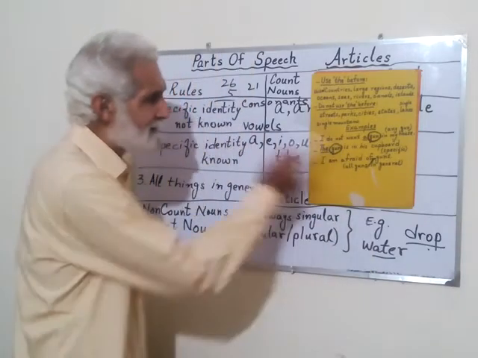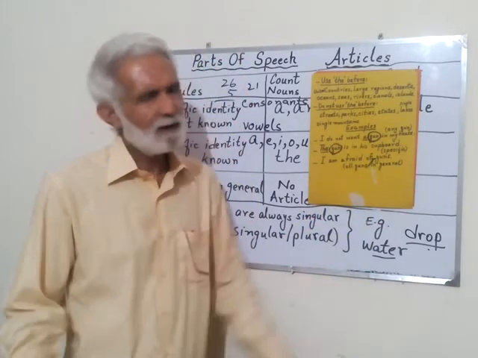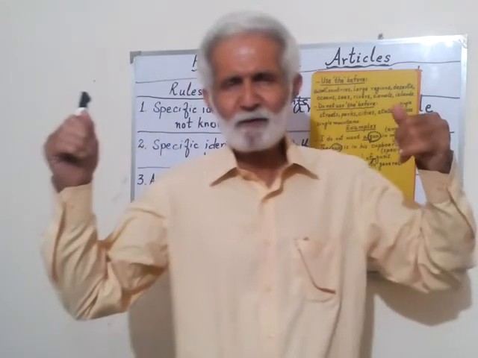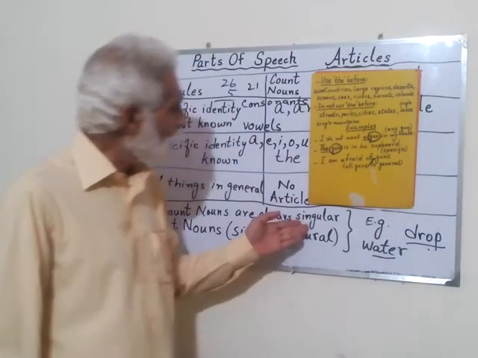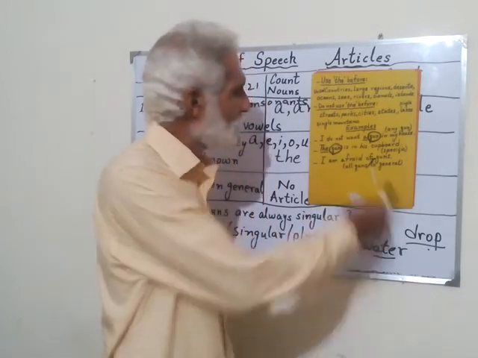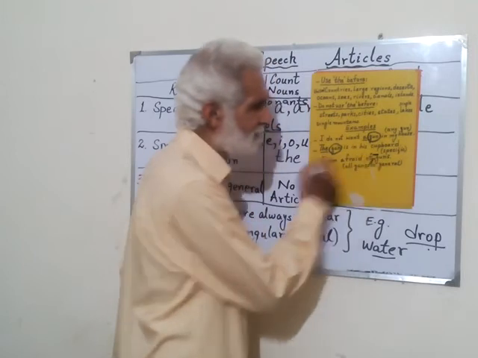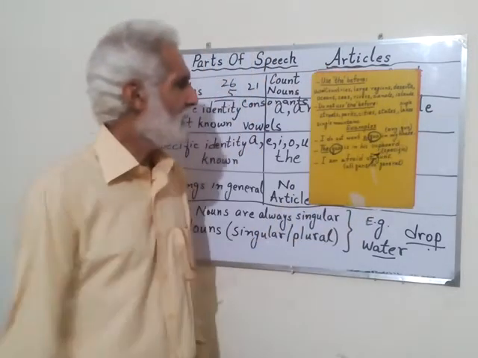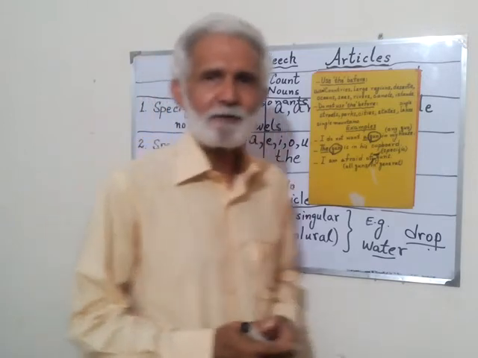Now look at the third stage: I am afraid of guns. Whatever type of gun it is, specific or non-specific, it is general. So no article. In general, there is no article. So I am afraid of guns. If the teacher gives a blank in front of this gun, then there should be no article, because we are talking about all guns in general.